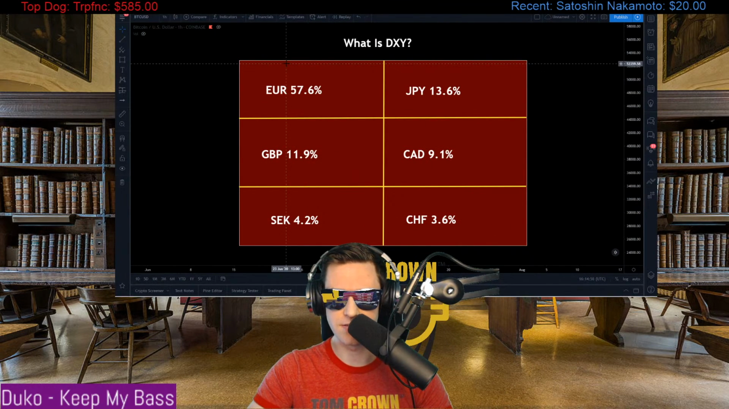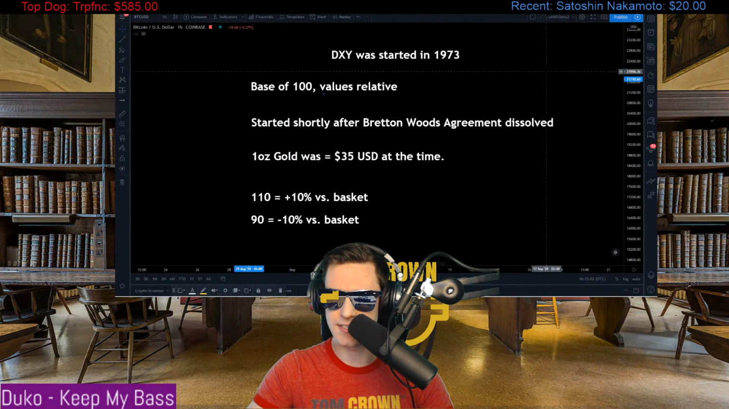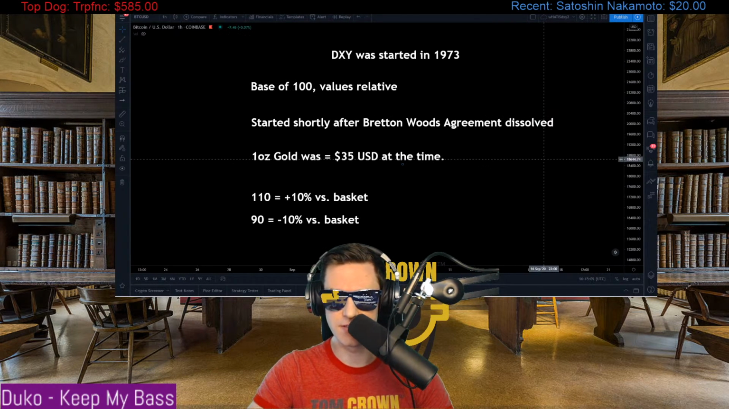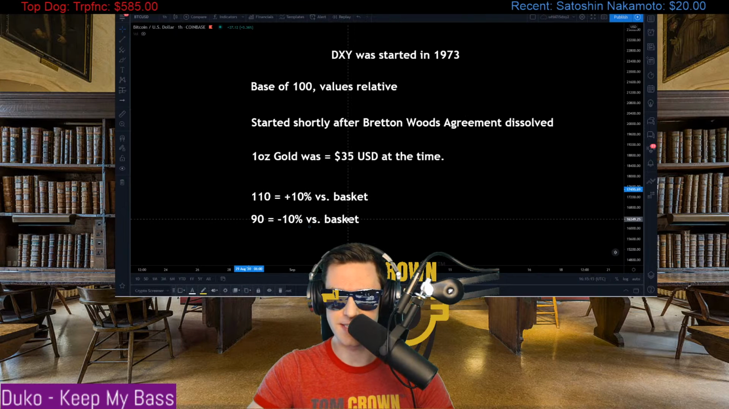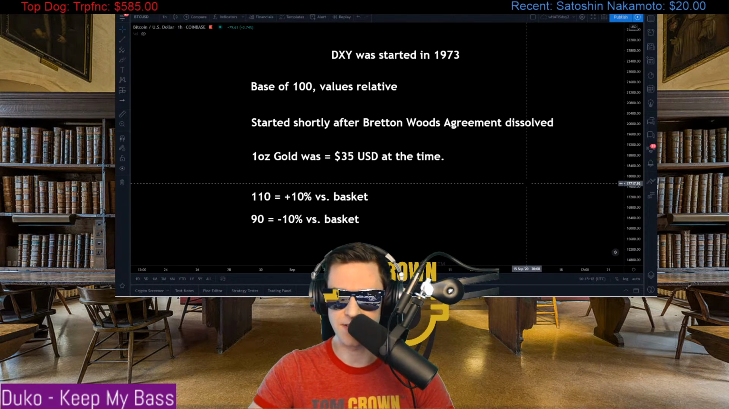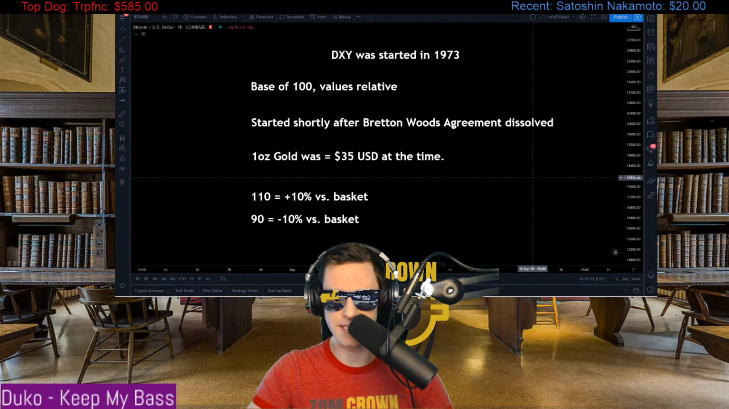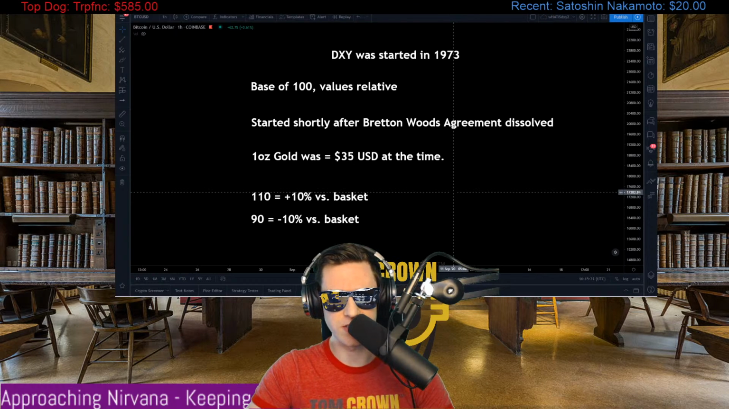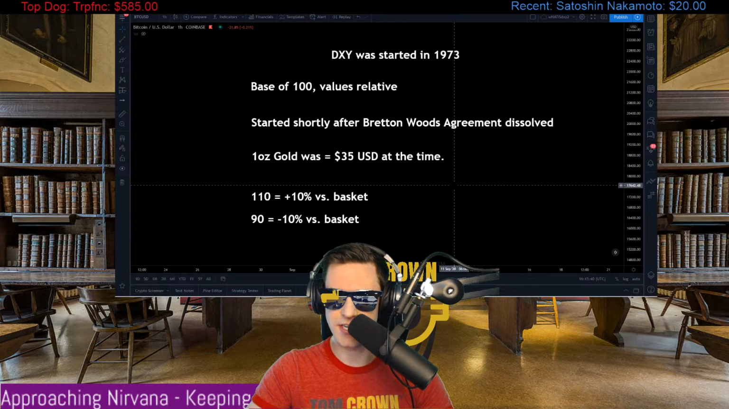So when we combine these together, we weight them against the dollar, and we use that on a base of 100. And this was established in 1973, shortly after the Bretton Woods Agreement was dissolved. And at the time, 1 ounce of gold was only $35. So you can see that the dollar started at 100 in 1973, the Dixie at 100. That's the base value. And gold has changed quite a bit since then. So while this is a measure of the dollar's strength, it's not a measure of the dollar's strength with respect to anything other than how much these other currencies have changed value.